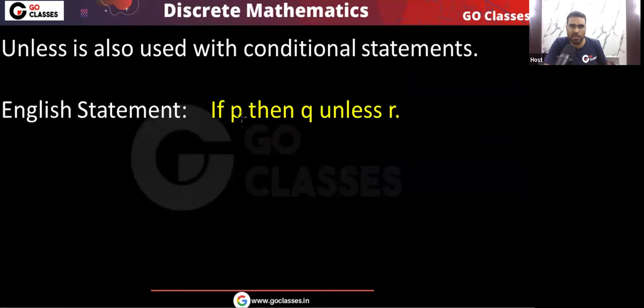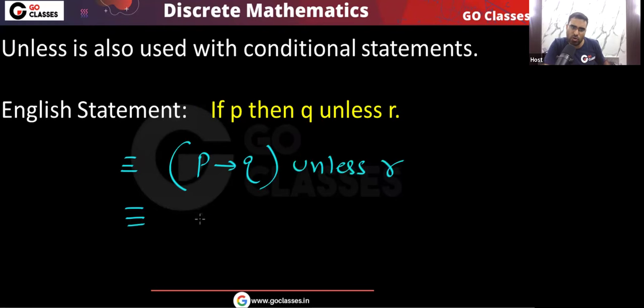Look at this statement. If P then Q unless R. Here, do you agree? This is one part and this is another part. Do you agree that this is one part and this is another part? So very easily you can see how to translate this statement. This will be if P then Q unless R. Unless is the same as or, so it will be P bar or Q or R.